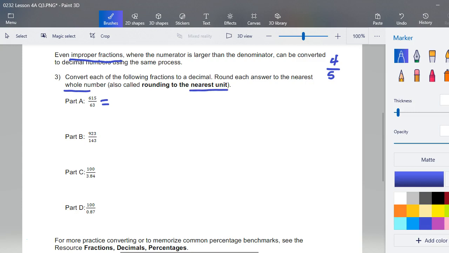Before we start working this together, I need you to hit pause, complete all of question 3 by yourself, and then come back and work through it with me.